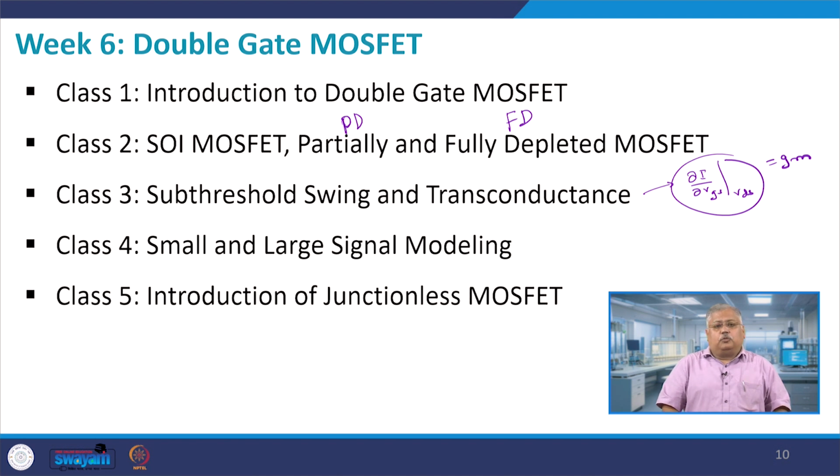Class 4 comes to small and large signal modeling. Here we will do what? We will see what the input signal is, and depending upon the amplitude of the input signal, we will see some modifications in the overall modeling, that we will do in class number 4. In the 5th class, or the last class of week 6, we will look into the junctionless transistor, which is again an upcoming emerging device. Quite a lot of work has already been done on MOSFET, but I will try to explain it to you with the background of FD, PD and bulk MOSFET.